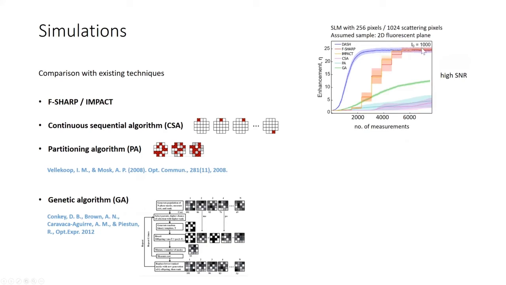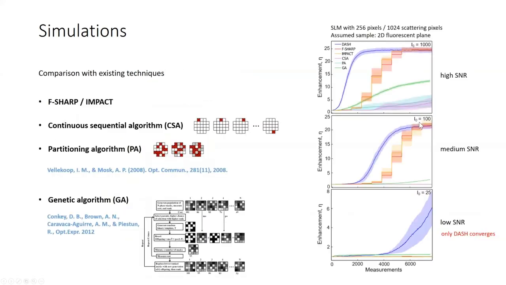Now, for high SNR cases, we see that DASH performs best, and high SNR means that we measure 1,000 photons in our first measurement. Also for medium and low SNR cases, where we measure 100 and 25 photons respectively in the very first measurement, we see that DASH still shows the best performance, so fastest convergence. And in the low SNR case, it's actually the last method that still gives a significant signal enhancement within the 8,000 measurements that we have performed in this simulation.